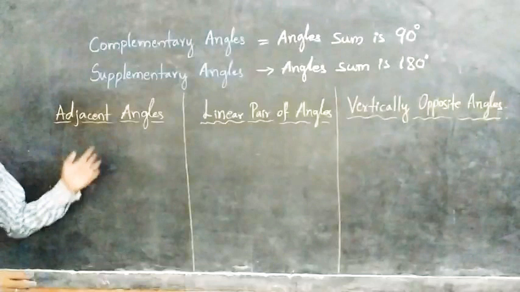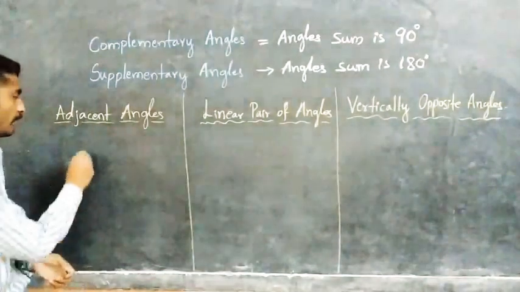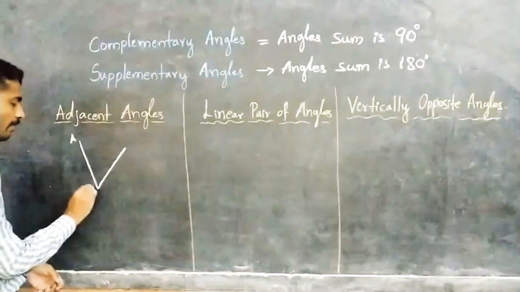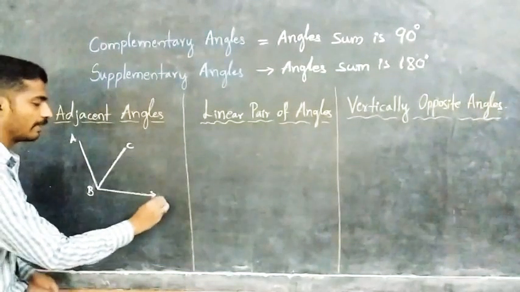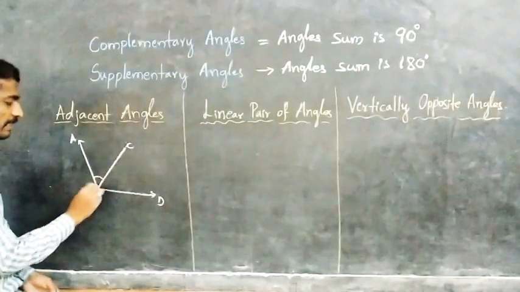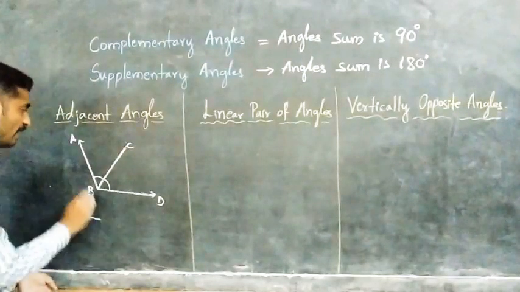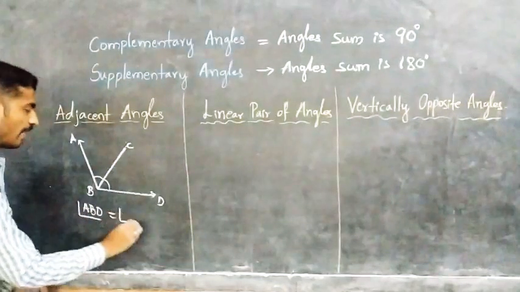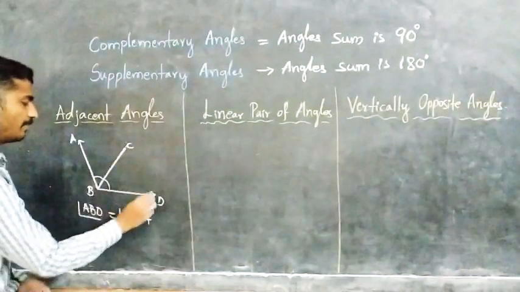Now, adjacent angles. When do we get adjacent angles? When two angles share the same arm. Let's take angles ABC and CBD. Here ABC and CBD are adjacent angles. You can write angle ABD equals angle ABC plus angle CBD.